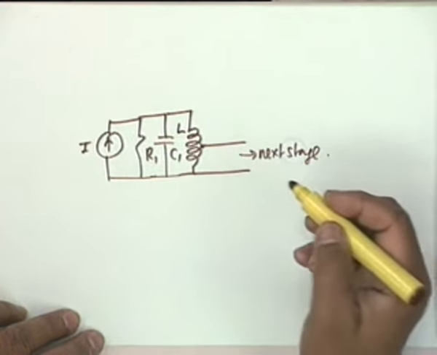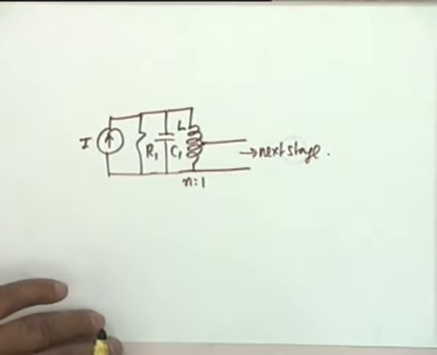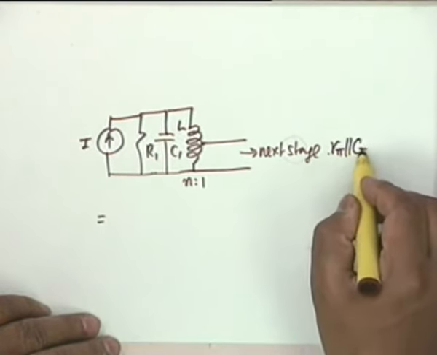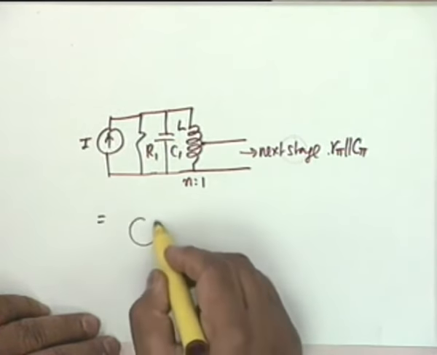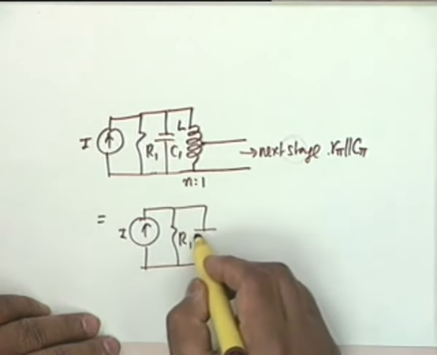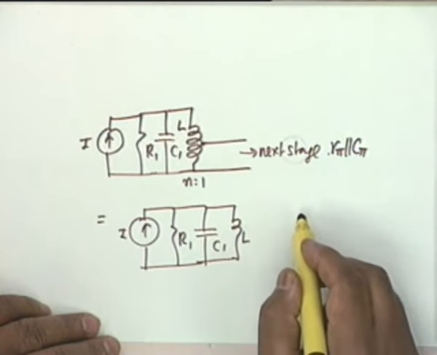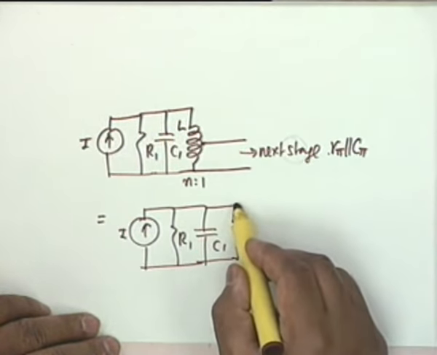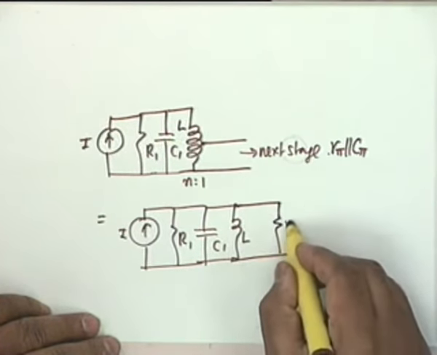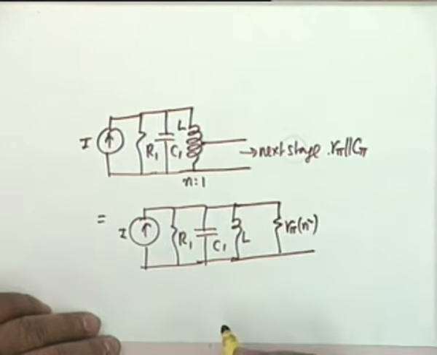The equivalent circuit, suppose the turns ratio is n:1. Then the equivalent circuit, next stage, which is R pi, let's say parallel C pi. Then the equivalent circuit would be I, R1, C1, L, and in parallel will come what? It will come a resistance which is R pi times n squared. Isn't that right?